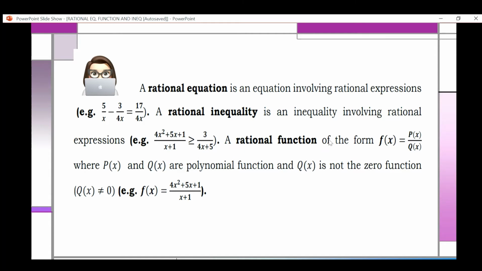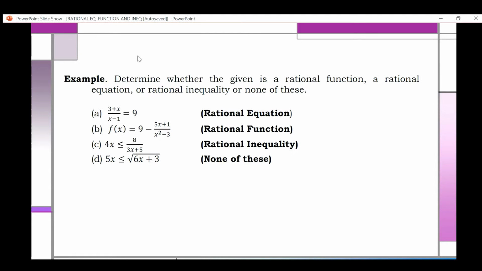Next, what is a rational function? A rational function is of the form f of x equals p of x over q of x, where p of x and q of x are polynomial functions, and q of x is not a zero function. So in symbol, we write q of x should not be equal to 0. An example of a rational function is f of x equals 4x squared plus 5x plus 1 over x plus 1.